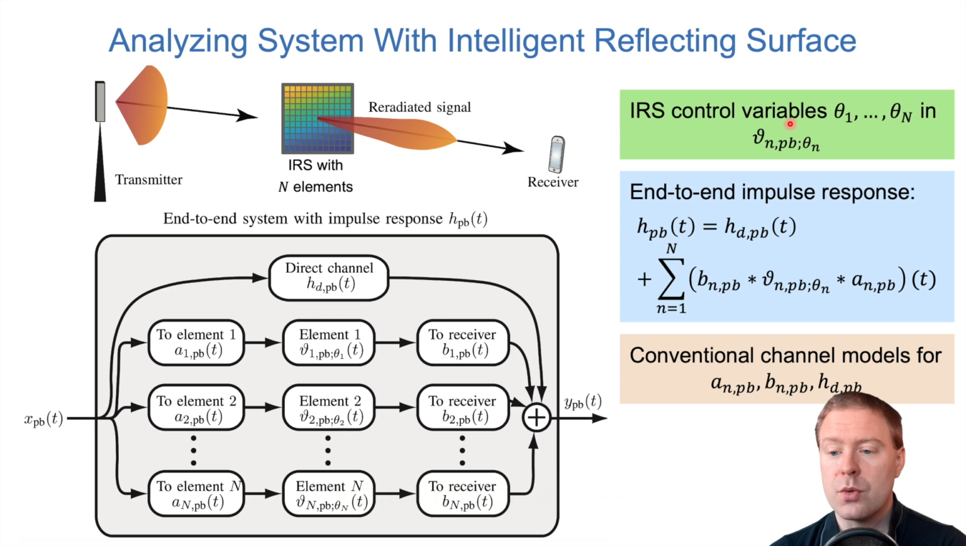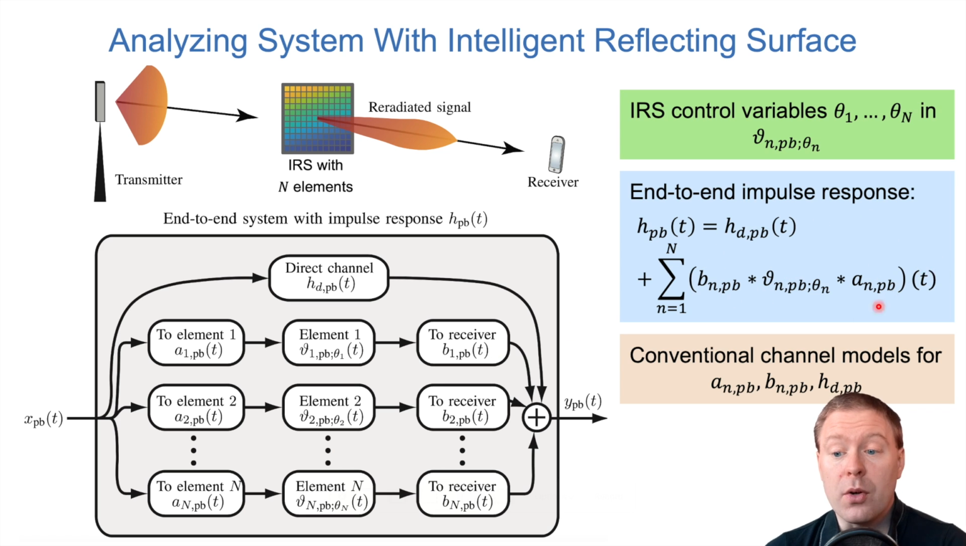So these are our control variables. We can change the impulse responses in different ways. And the end-to-end impulse response will be what we are getting when we are adding up the impulse response for a direct channel, and we are summing up over all our elements. We take the convolution between the impulse response to the surface, within the surface, and from the surface. And this is then the description.